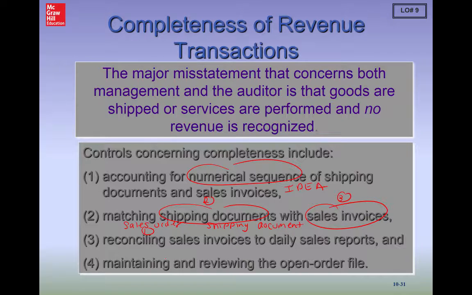You do want to reconcile those invoices to those sales reports, such as a daily sales journal, as we mentioned earlier. So that sales report, you might ask the client to pull that sales journal, and that would be part of the PBC provided by client list that you give them at the beginning of the audit. Then you may want to look at that open order file to make sure that any orders that the company is going to fulfill, they have the inventory to do so.